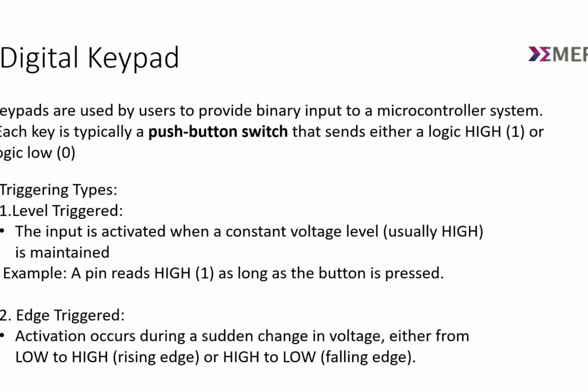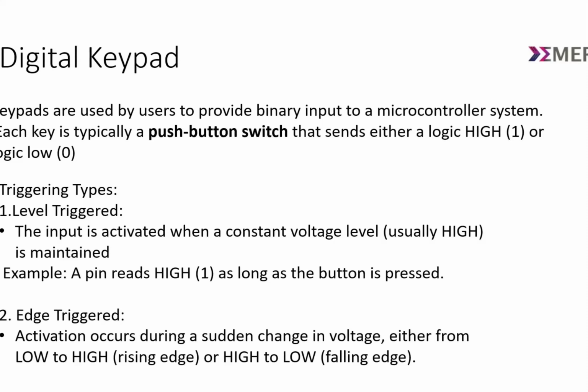So it has two types of triggerings. The first one is level triggered. Here the input is activated when a constant voltage level, usually high, is maintained. So we can say this is level triggered. Example, a pin reads high as long as the button is pressed.